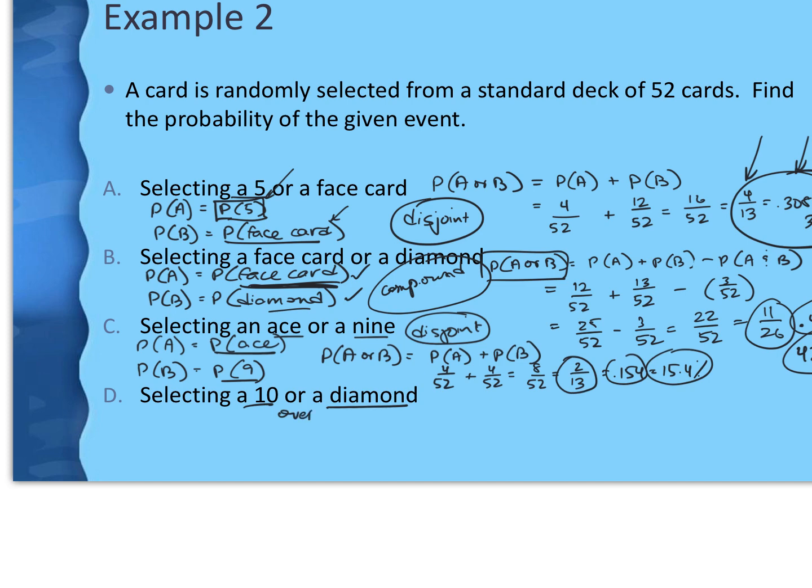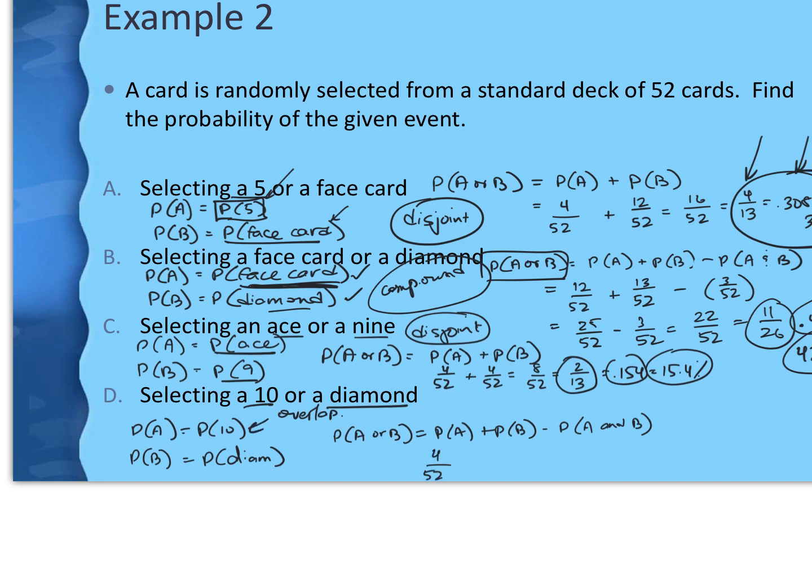And this is going to have an overlap. Again, probability A is the probability of getting a 10. Probability B is the probability of a diamond. So the formula that I would use is probability of A or B equals the probability of A plus the probability of B minus the probability of A and B. Probability of getting a 10, there's 4 10s out of 52 cards. The probability of getting a diamond, there's 13 diamonds out of 52 cards.